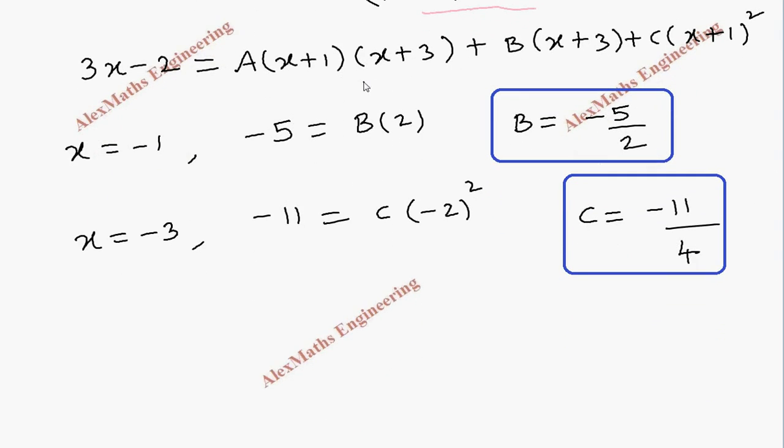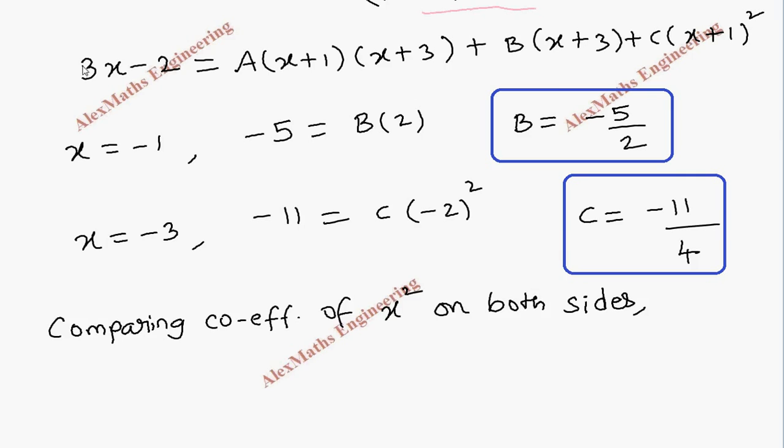Let's compare the coefficient of some terms on both sides. Suppose I compare the coefficient of x square on both sides. On the left hand side, we don't have an x square term, so which is 0. Here, after multiplying x and x, we get x square and its coefficient is a. And here, b, there is no x square term. And here, when I expand, I get x square, with that we have coefficient c. Already we know the value of c here.